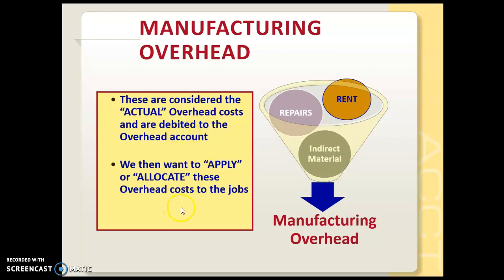Now, what we want to do on the job cost sheet is apply a chunk of overhead. In other words, each job is going to include a little bit of indirect material, a little bit of repairs, a little bit of rent, a little bit of insurance, a little bit of depreciation. All those things that go into overhead, a little bit of each of those is going to go into each job. Well, how much is a little bit? That's where the formula comes in, that we're going to apply or allocate a piece of the overhead to each job.